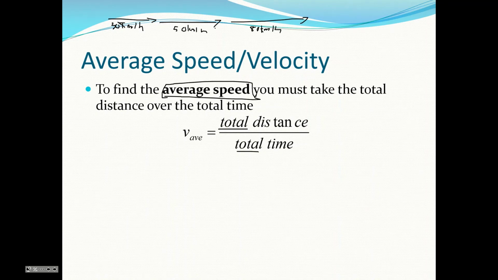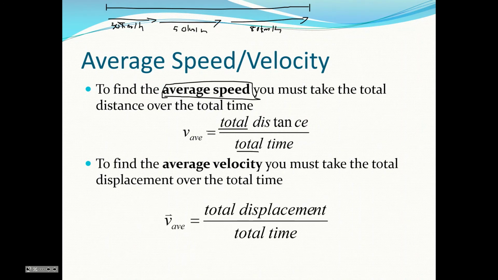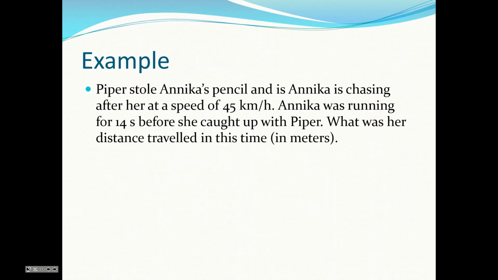So I need to find my average speed by taking the total distance that I traveled during this time and divided by my total time that I traveled. Okay, average velocity is the same thing. It's just displacement instead of distance, so that means that direction makes a difference. So let's do a few questions.